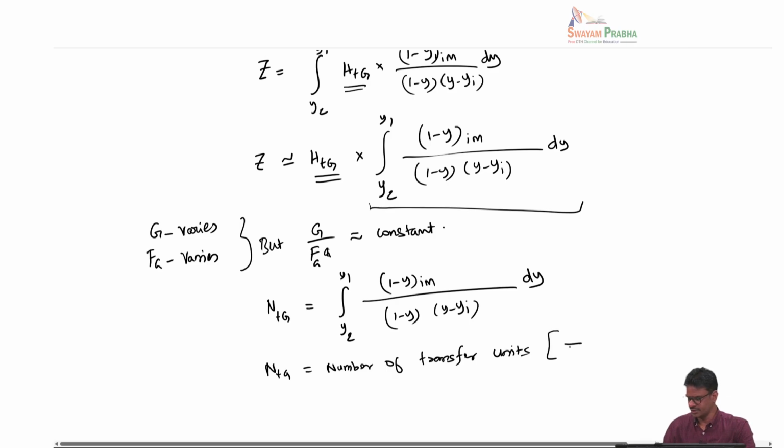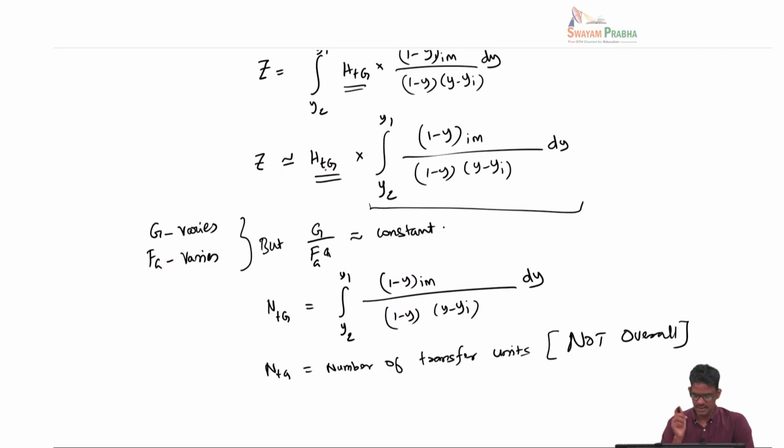You have to remember this is not overall. This is only with respect to the gas phase number of transfer units. In the case of dilute mixture, we defined NTOG, OG referring to the overall gas phase. So here it is with respect to only the local mass transfer coefficient. Similarly HTG is also defined without an O; it is not overall, it is local. So HTG is local, NTG is local, and these are the respective definitions.